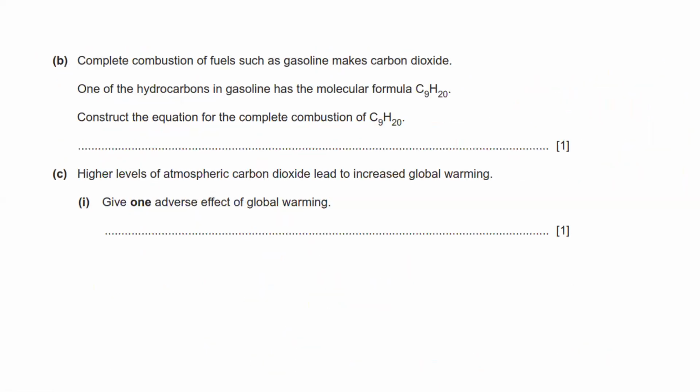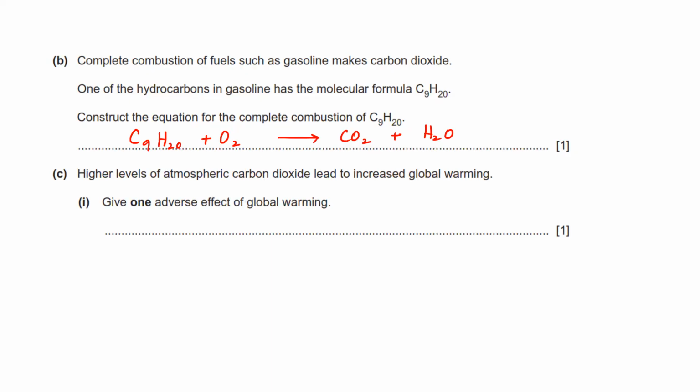Then moving to part B, it says complete combustion of fuels such as gasoline makes carbon dioxide. One of the hydrocarbons in the gasoline has the molecular formula C9H20. Consider the equation for complete combustion of C9H20. Complete combustion means that it is burning in oxygen, and the byproducts are carbon dioxide and water. This is the complete combustion equation. So now we just have to balance this equation.